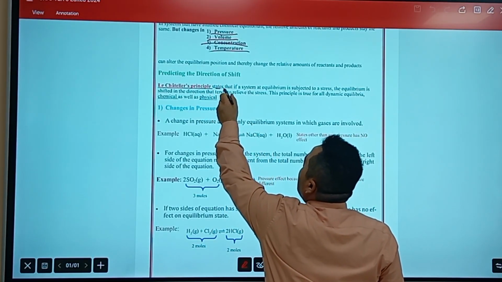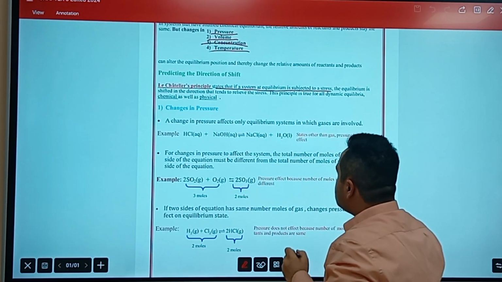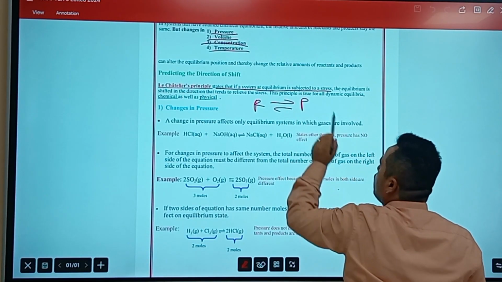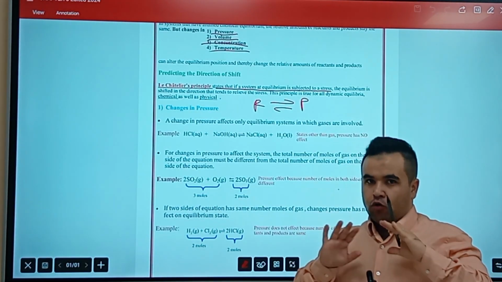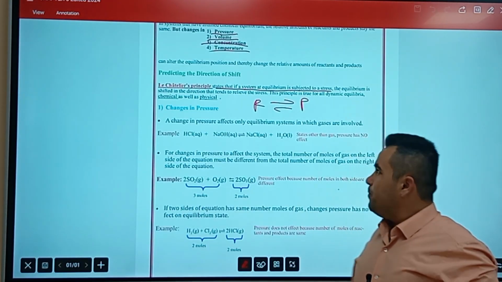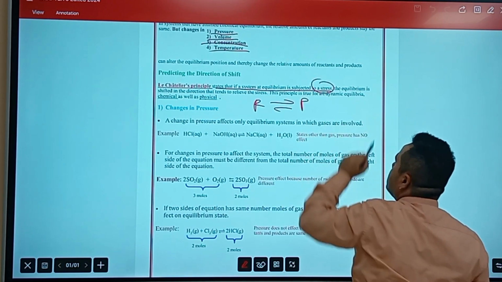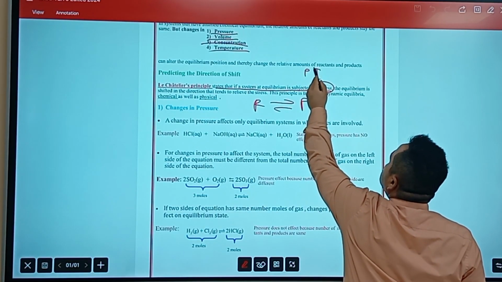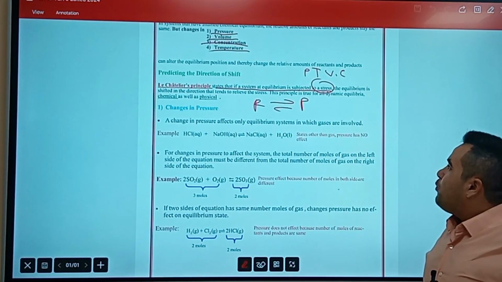The principle states that if a system at equilibrium is subjected to a stress, so reactant is at equilibrium with product, meaning the rate of the forward reaction is equal to the rate of the reverse reaction, that's the equilibrium. Subjected to a stress. The stress is what? We have 4 stresses: pressure, temperature, volume, and the concentration of the reactant and product.